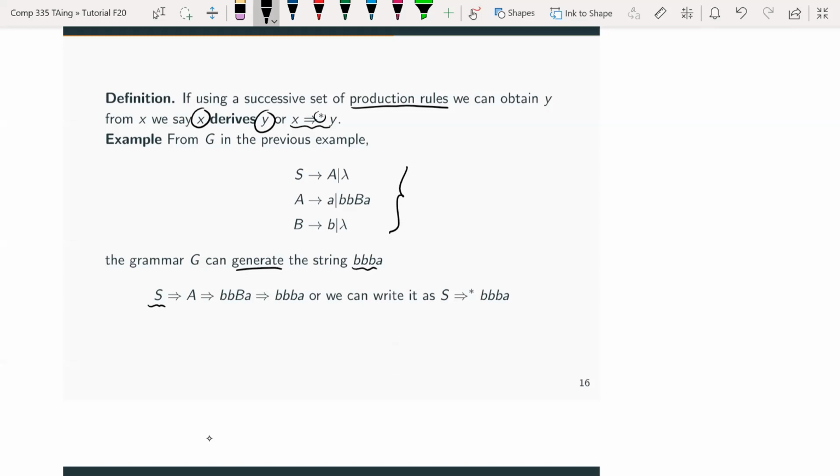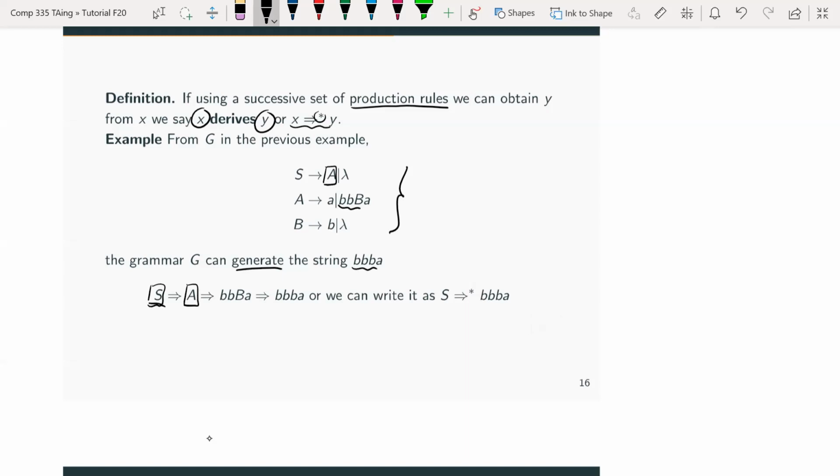And essentially the idea is you're just replacing. So production rules are just, you're taking the variable S and now you're going to replace it with A. So now on my left-hand side, I have the variable A. One of the production rules when I have A is I can replace it with BB, little b, big B, A. So that's what I'm going to have.